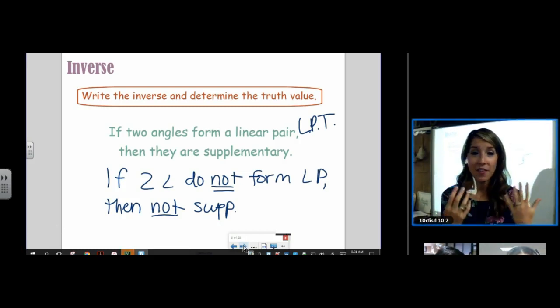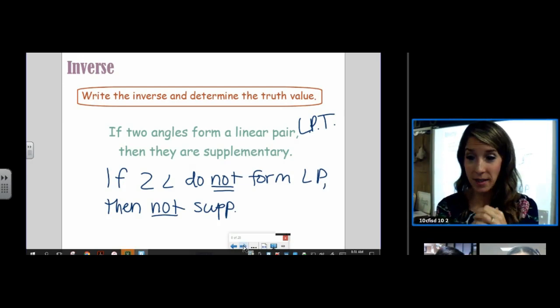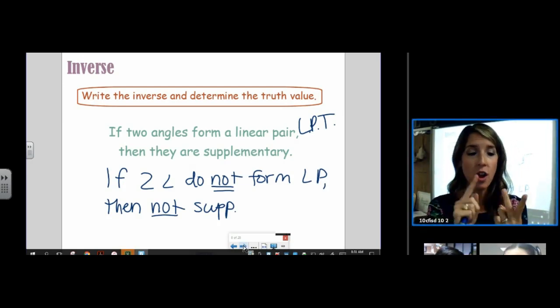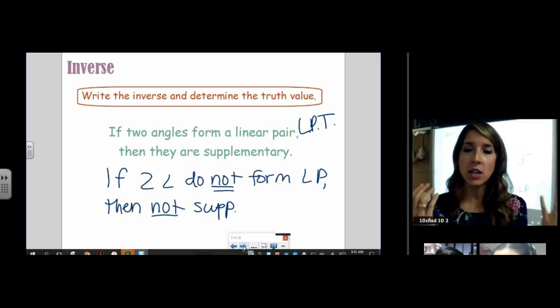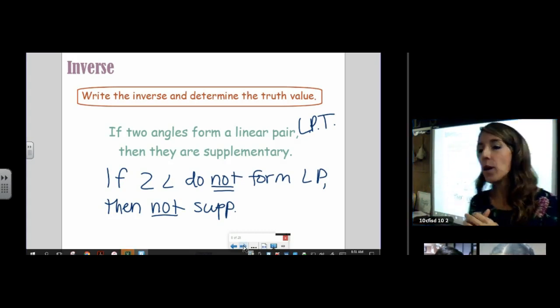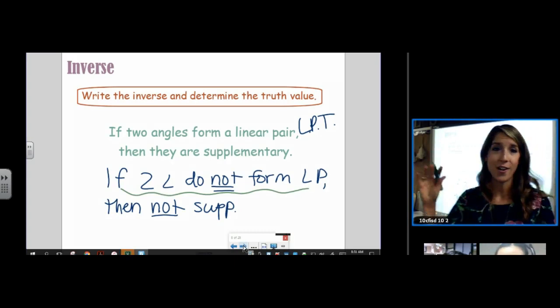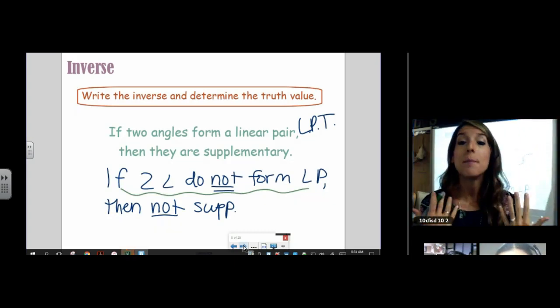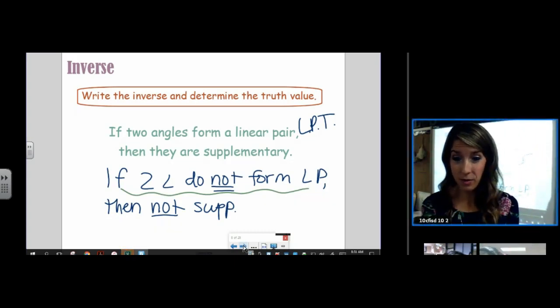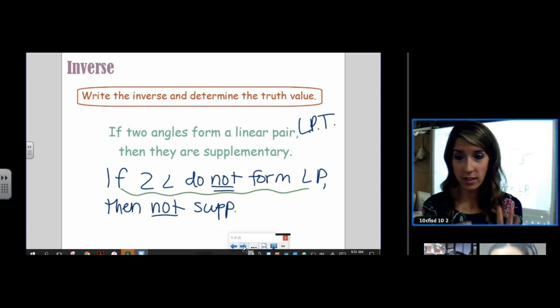Okay, so if you got false, you need to have a reason why. It can be a picture, a word, a phrase. You need to have a reason why. Would it be possible for two angles that are not a linear pair to be supplementary? Would it be possible? Of course, of course.